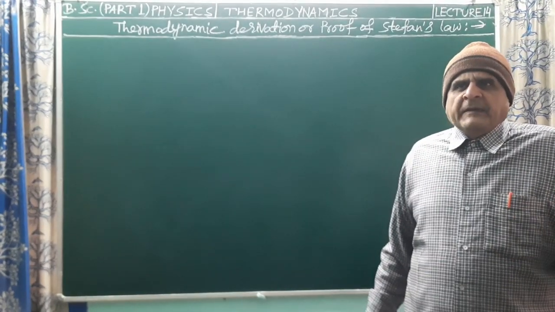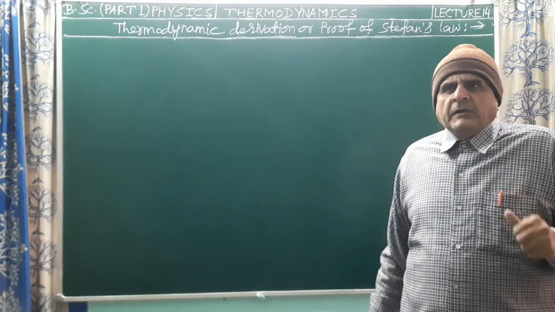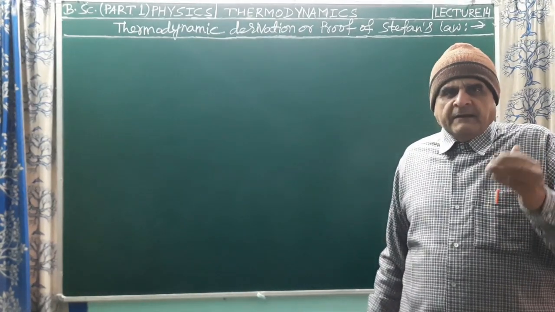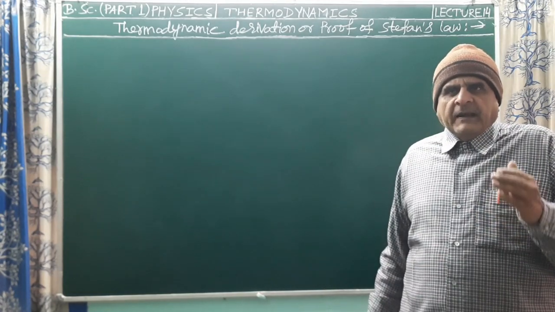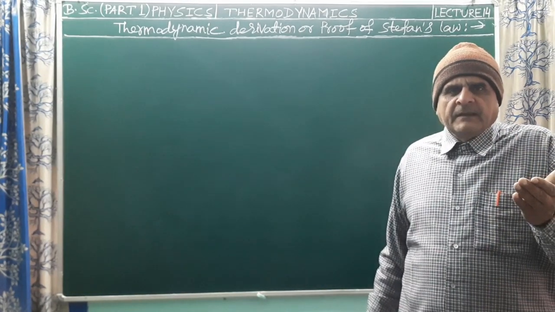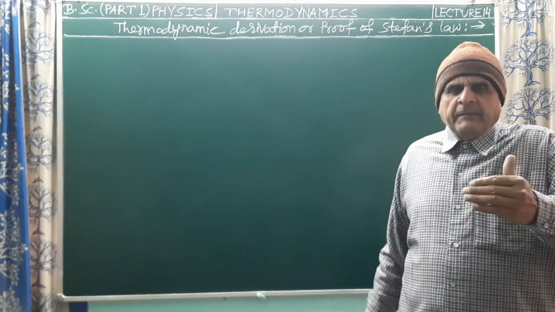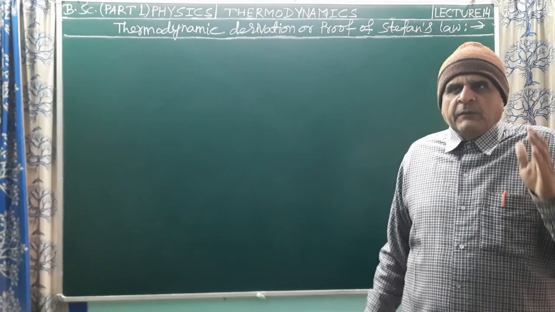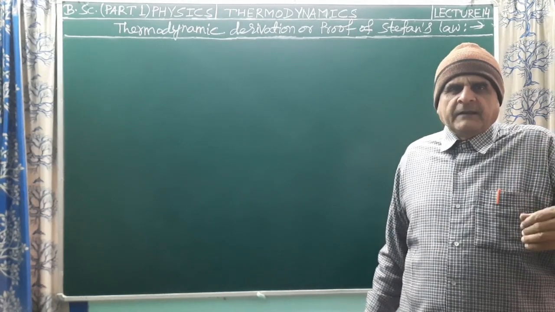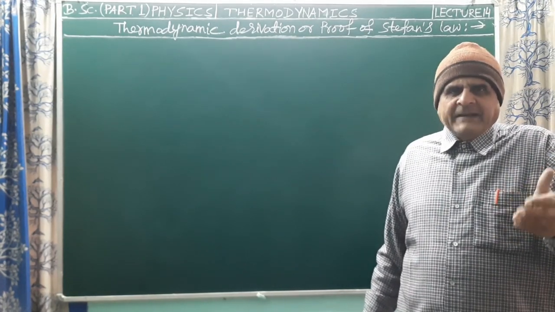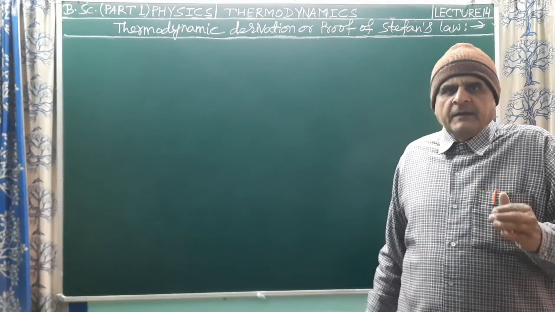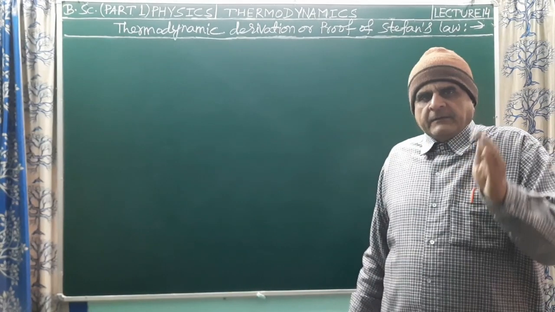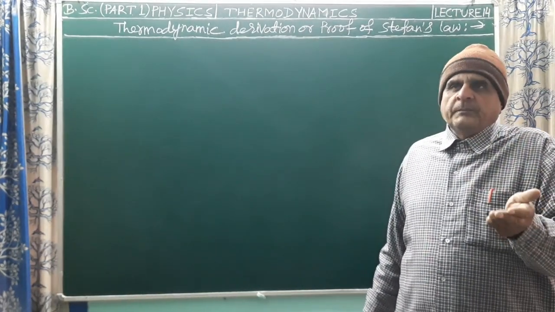Using first law of thermodynamics, we have dq, the amount of heat given to the system, is equal to change in internal energy of the system, dU, plus work done by the system, dW, and dW can be written as p dV. So first law of thermodynamics is dq equals dU, change in internal energy of the system, plus work done by the system at constant pressure p, dW equals p dV.